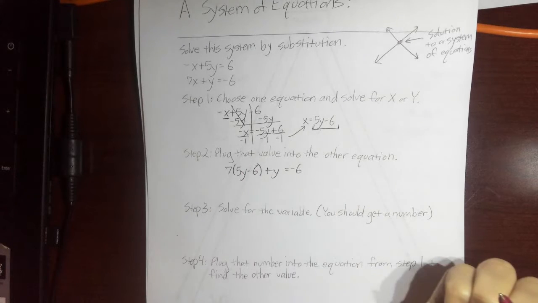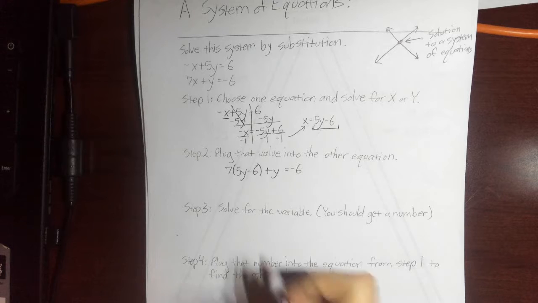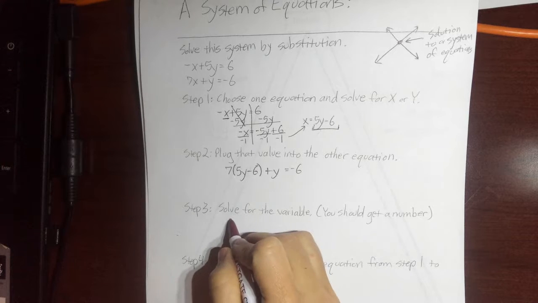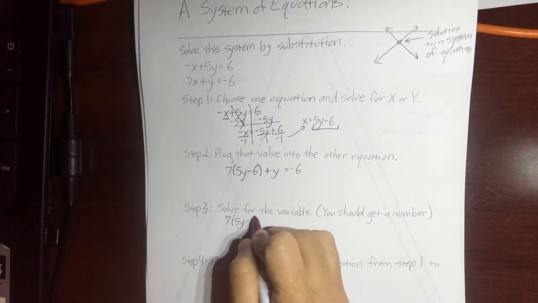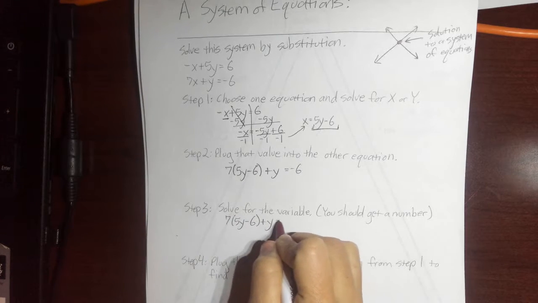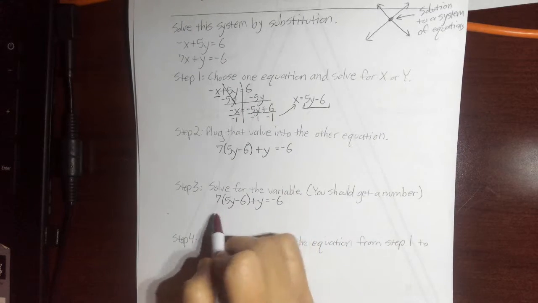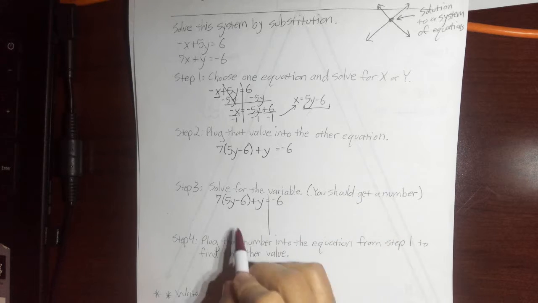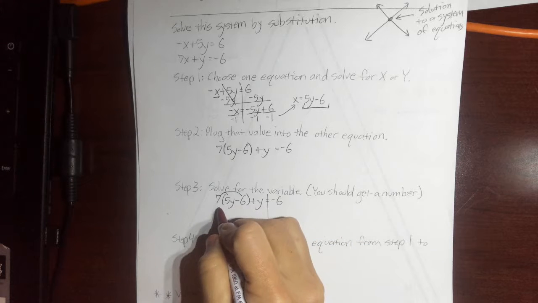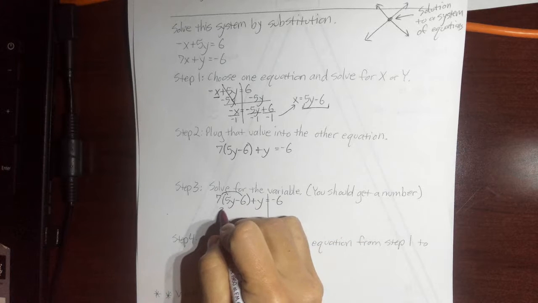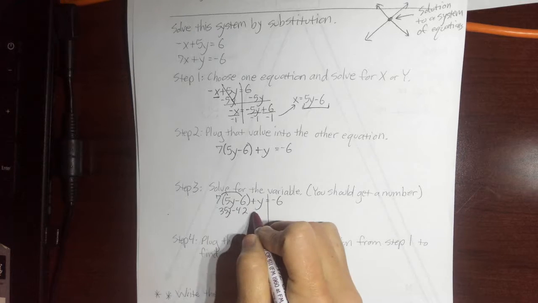Okay, so we've plugged it in. So our next step is going to be to solve the equation for the variable. So I'm going to rewrite this here. So now we're going to solve it. I have to simplify both sides before I can start solving. So I'm going to have to distribute this 7 into the parentheses. That's going to make this 7 times 5y is 35y. 7 times negative 6 is negative 42. And then I'm going to rewrite the y.